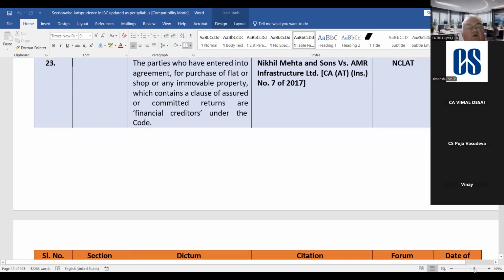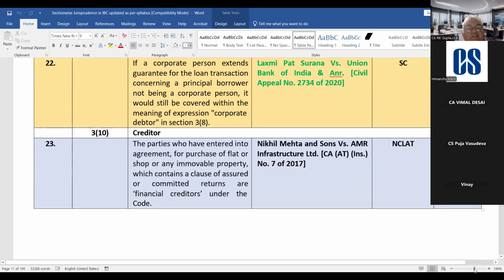सेक्शन 3 सबसेक्शन 10 creditor, the parties who have entered into agreement for purchase of flat or shop or any immovable property which contains a clause of assured or committed returns are financial creditors under the code. Sometimes you might have seen ads in the paper.